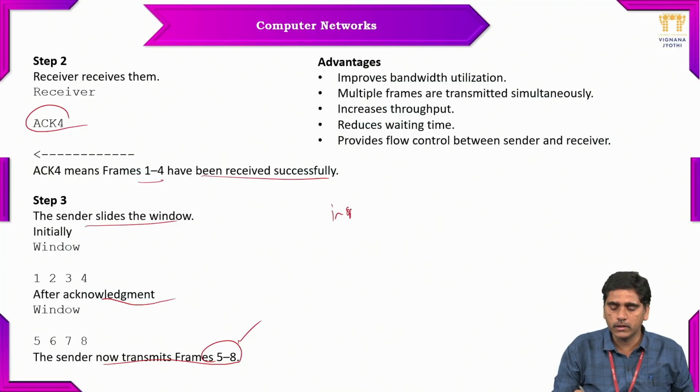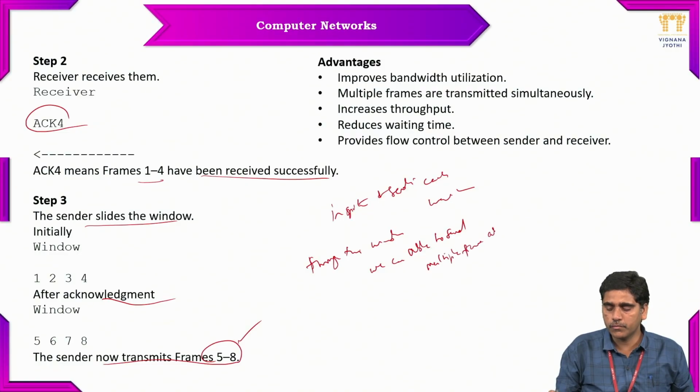In spite of sending each and every frame and waiting for each and every acknowledgement, through this window protocol we are able to send multiple frames at a time. Instead of sending one single frame, we can send multiple frames simultaneously. Simultaneously is based on the window size, so based on the window size, we can transmit the frames.